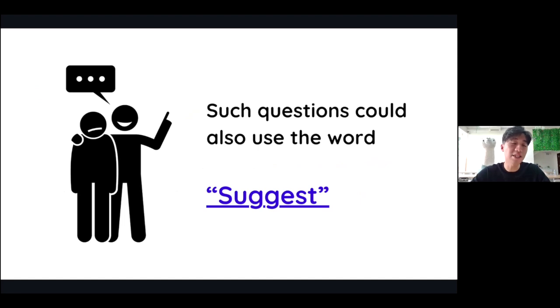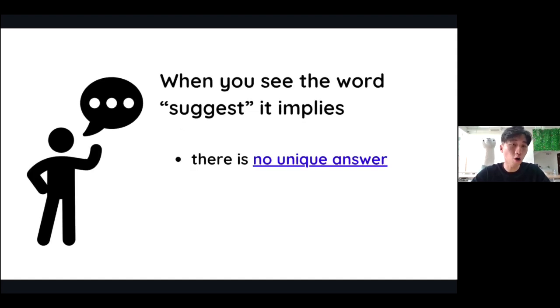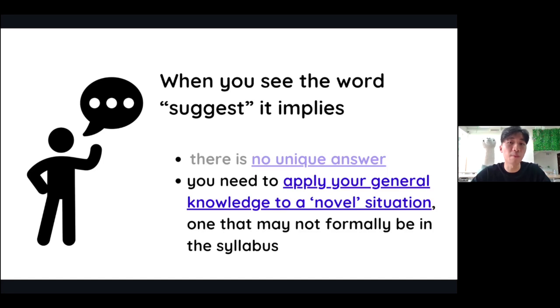On the other hand, the next tier of command word is the term suggest. Now, suggest is used in two main contexts. Firstly, either to imply that there's no unique answer, or to imply that the students are expected to apply their general knowledge to what we call a novel situation, which means one that might not be formally in the syllabus itself. So for suggest questions, you are required to think one step further, probably just one step beyond what you have learned in the syllabus to come up with that possibility.